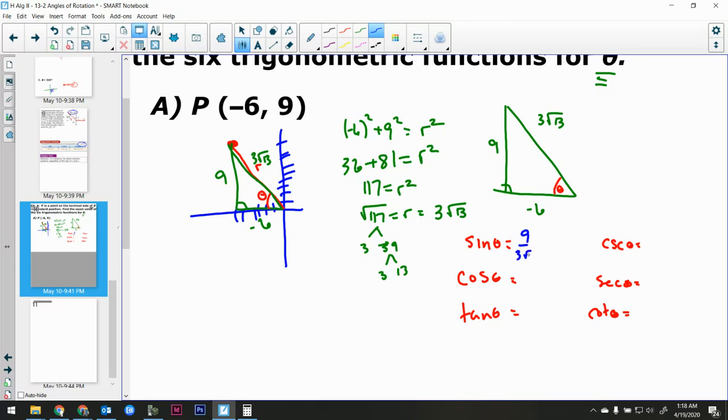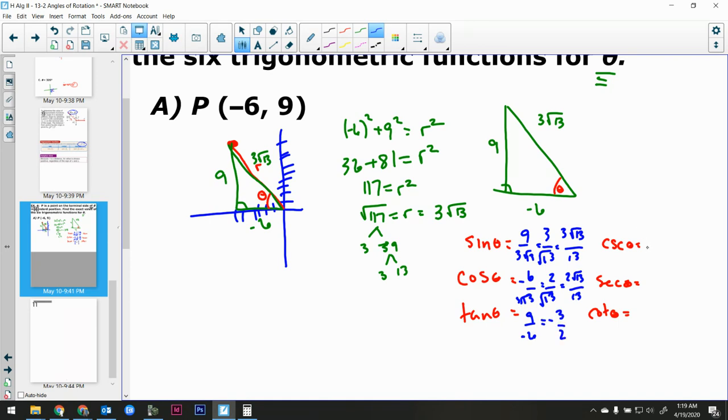9 over 3 radical 13. Well, that's 3 over radical 13. Rationalize: 3 radical 13 over 13. Okay. Cosine theta, adjacent over hypotenuse. So it's negative 6 over 3 radical 13. So this would be 6 divided by 3 is 2 over radical 13. So that means it's 2 radical 13 over 13. And then tangent theta is 9 over negative 6, opposite over adjacent, which reduces down to negative 3/2.